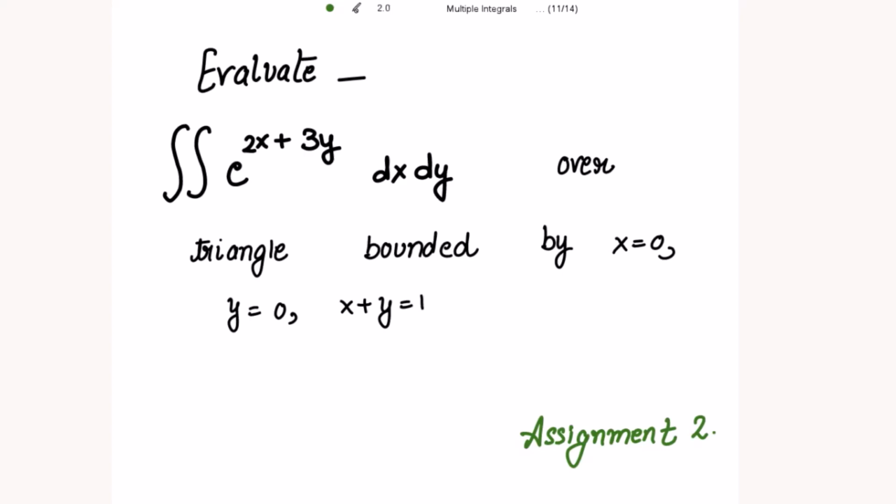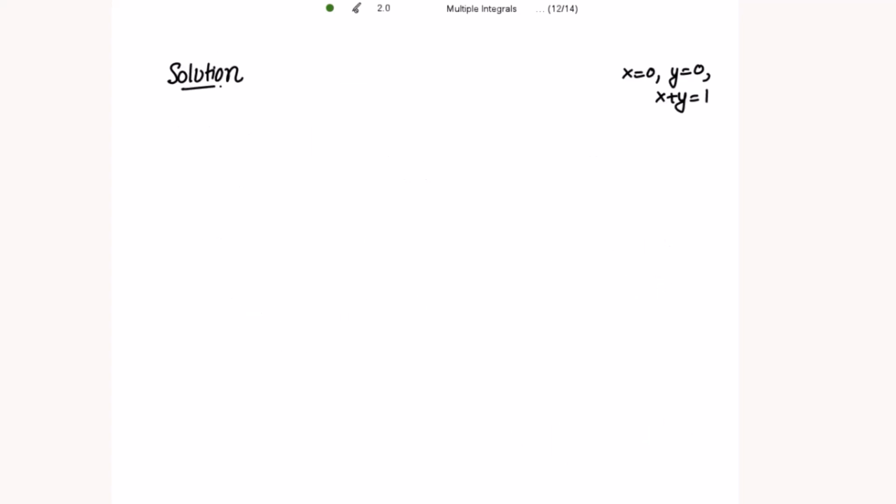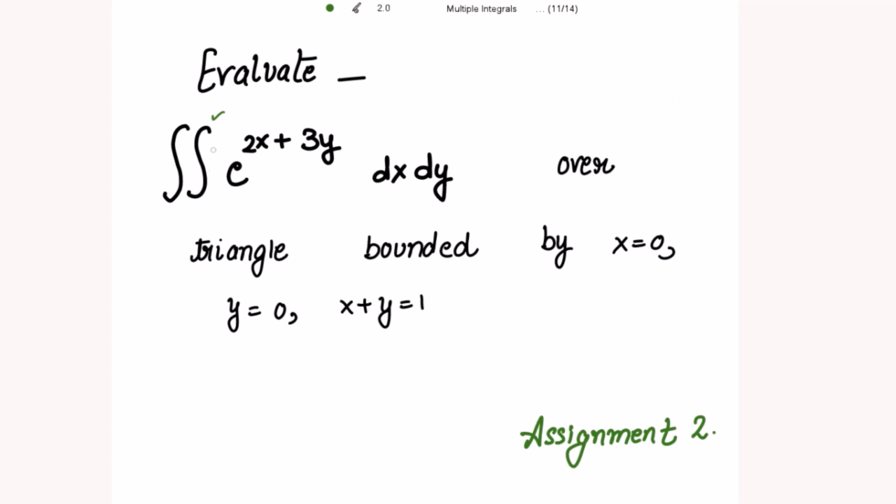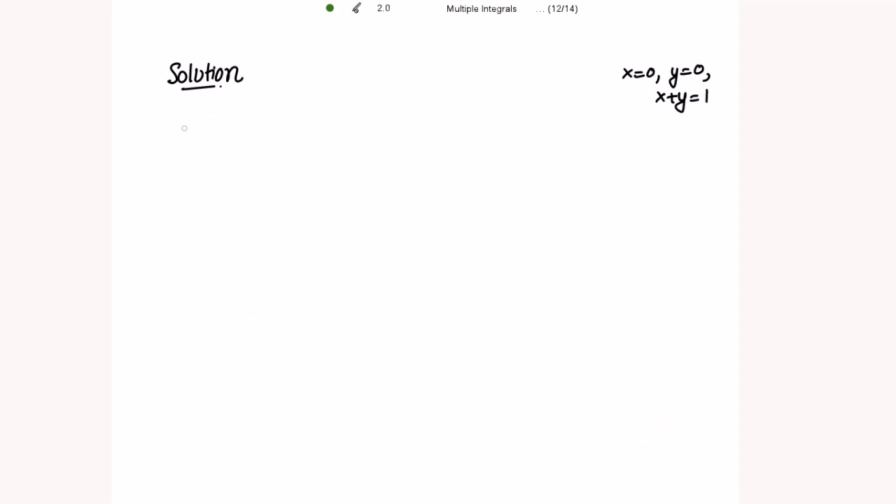Evaluate the double integral of e to the power 2x plus 3y dx dy over the triangle bounded by x equal to 0, y equal to 0 and x plus y equal to 1. So three things are given to you: x equal to 0, y equal to 0, x plus y equal to 1. So we have to find out first these limits, right? So this is your region R, e to the power 2x plus 3y dx dy.